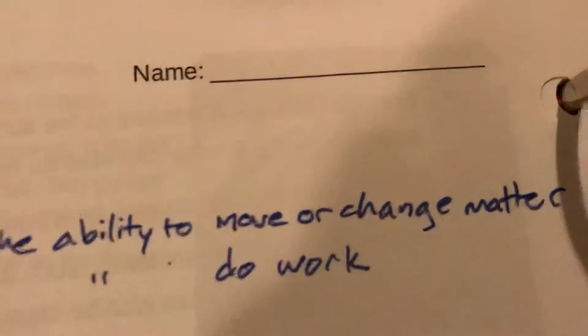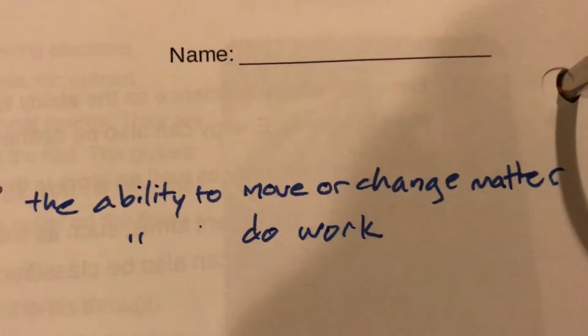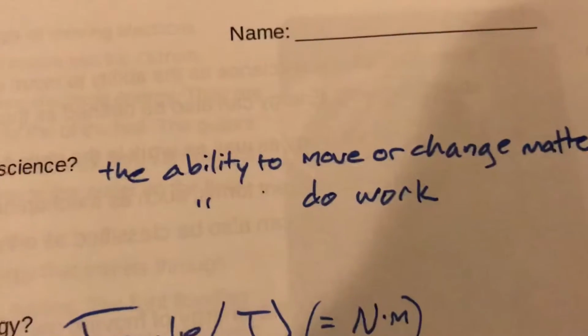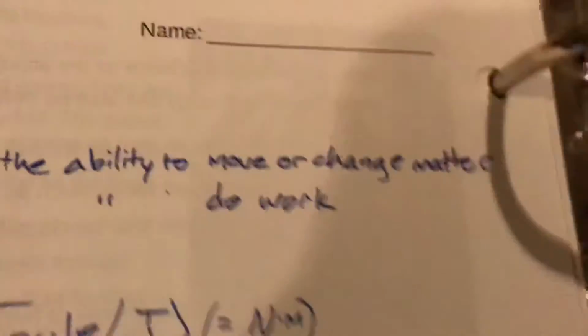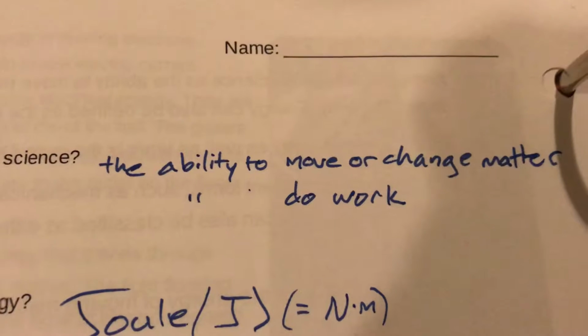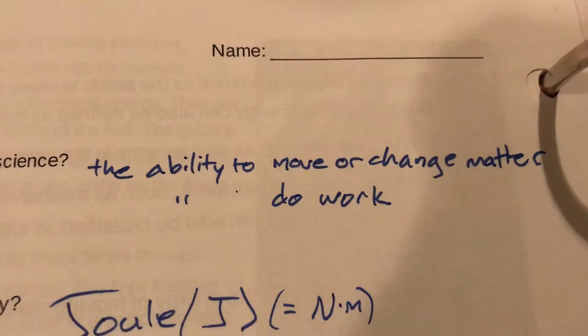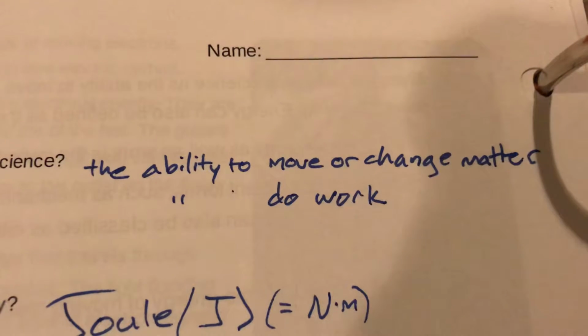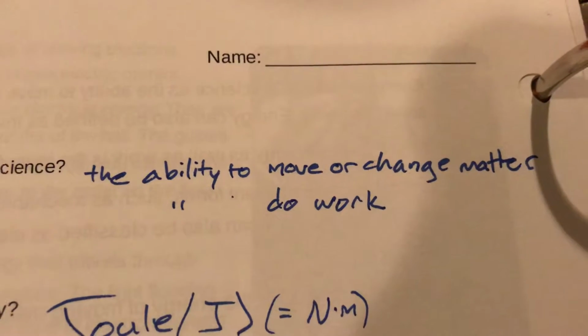All right, number one. How is energy defined in science? Well, it's the ability to move or change matter, which many call work. If you're moving or changing matter, you're working. So energy is the ability to move or change matter. Now, you may think that's a kind of weird definition. It doesn't seem very clear. There's a good reason.